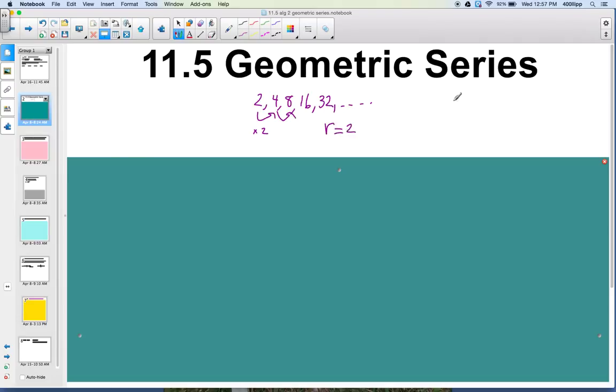Okay, it can be a fraction as well. So for example, if I have 100, and then 50, 25, 12.5, 6.25, and so on, then to get to the next number, you're multiplying by a half. So your common ratio, R, is a half here. So we're dealing with geometric series today, which is going to be based on geometric sequences.